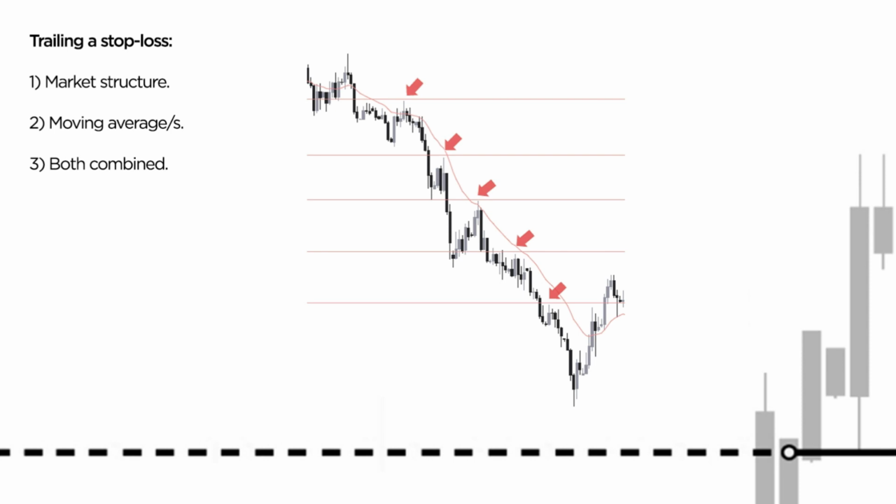And I try to be as sparing as possible. So I'll only trail a stop when a trade is clearly working and I actually have room to do so. So it's more market permitting.